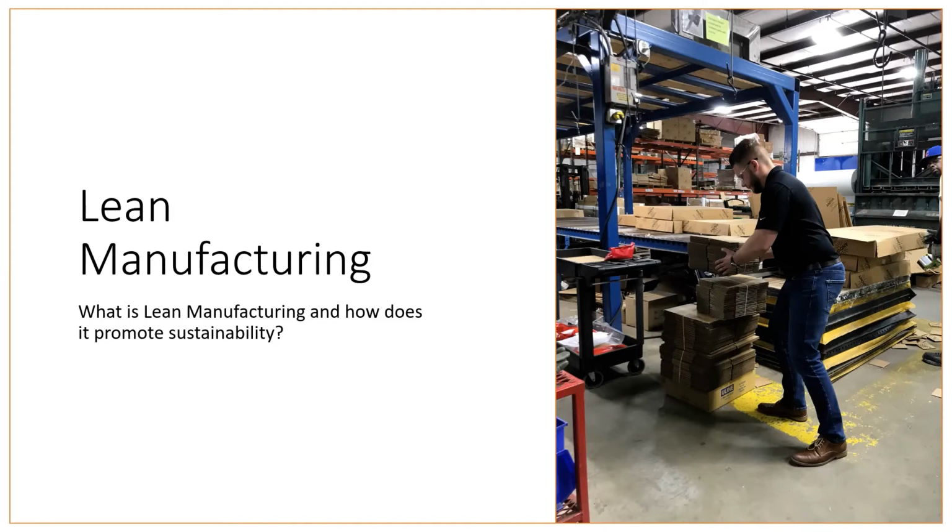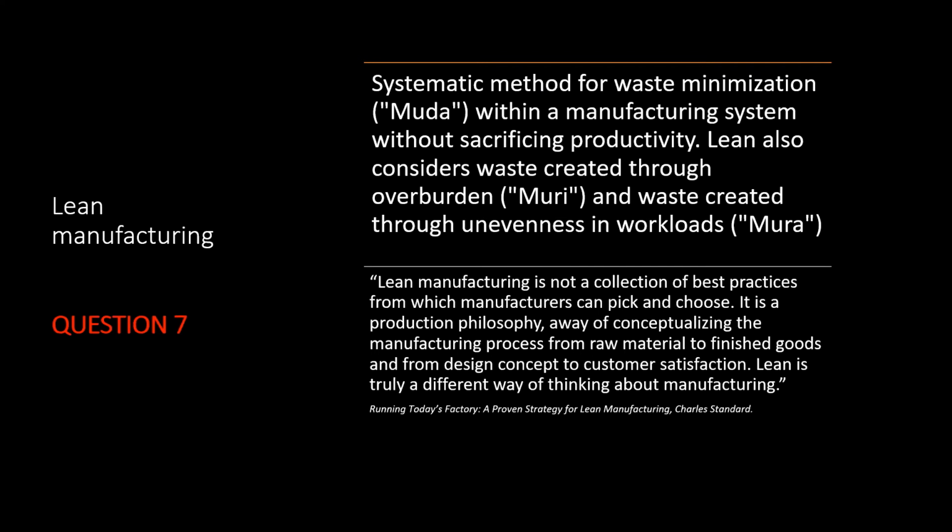Sustainability is obviously a very big buzzword in the industry, and oftentimes it's thrown out there without a lot of context behind how you are actually doing sustainable methods. Lean is an example of how you can actually be sustainable from a manufacturing standpoint. This is also question 7 here. Lean manufacturing is a systematic method for reducing what's called waste.